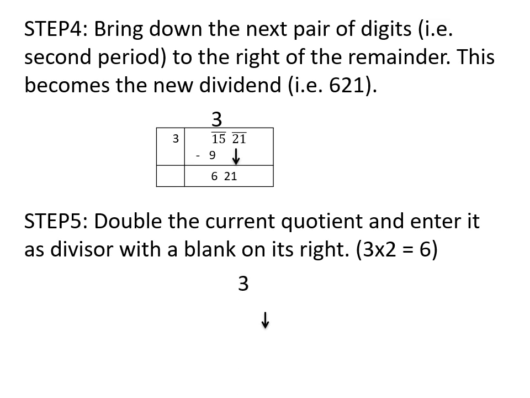So here the current quotient is 3, and we enter its double with a blank on its right. If you see here, the dark underline shows the blank which is on the right side of the 6. So here you have to multiply the quotient by 2, so it becomes 6, or you can add as shown in the problem.